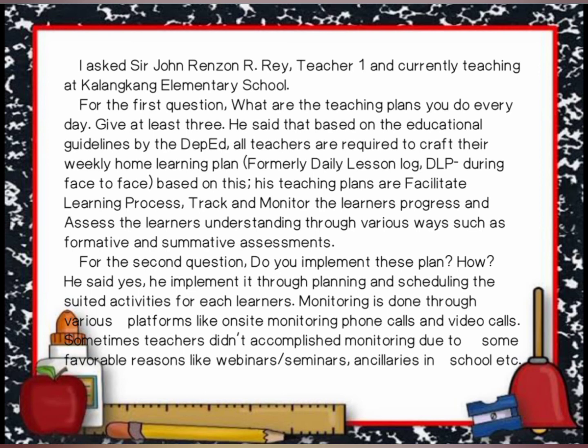For the second question, do you implement this plan and how? He said yes. He implements it through planning and scheduling the suited activities for each learner. Monitoring is done through various platforms like on-site monitoring, if allowed by the IATF, phone calls and video calls if internet connection is available to both the teacher and the student. Sometimes teachers don't accomplish monitoring due to some unavoidable reasons like webinars or seminars, ancillaries in the school, and etc.